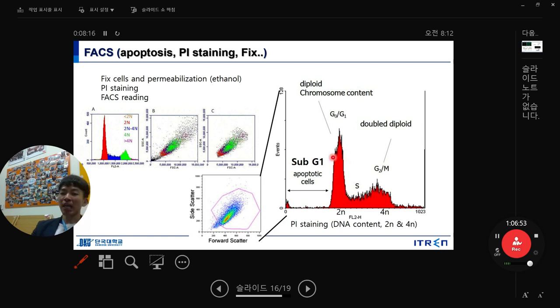For getting apoptotic cells, you have to use a high-speed centrifuge. Because apoptotic DNA and apoptotic cell debris can easily be removed with a low-speed centrifuge, you cannot see any sub-G1. If you want to determine the sub-G1, you have to use a higher speed than usual to collect the apoptotic debris.